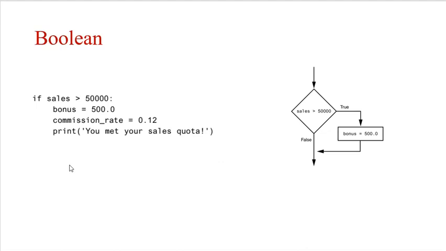This is important. Whenever this condition is true, the if block is going to be executed. This is just a sample program. So if sales is greater than 50,000, you get a bonus. This is the indented part. This is the block of the if statement.